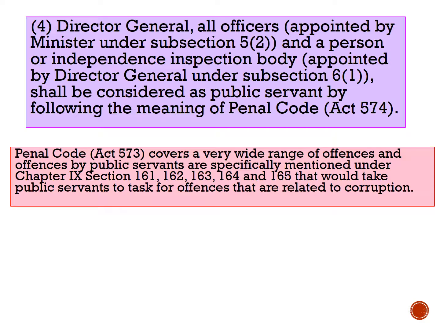The Penal Code covers a very wide range of offences, and offences by public servants are specifically mentioned under Chapter 9. Sections 161, 162, 163, 164, and 165 would take public servants to task for offences that are related to corruption.